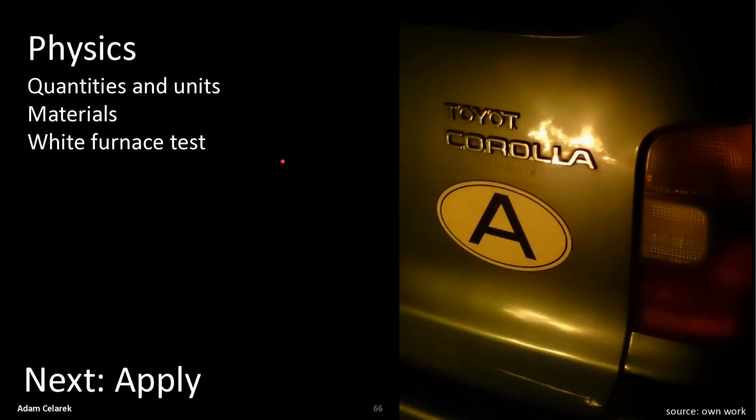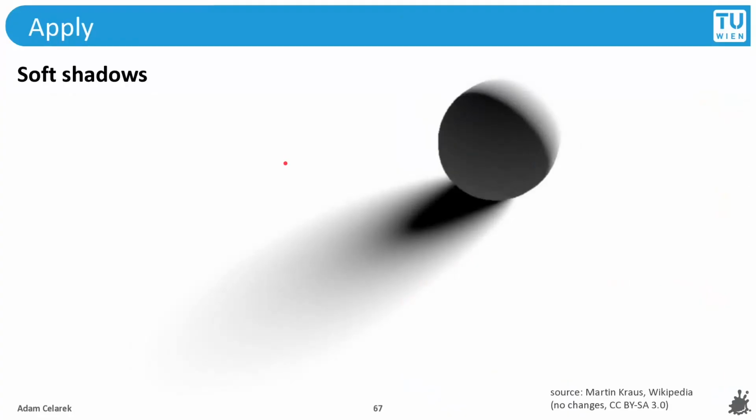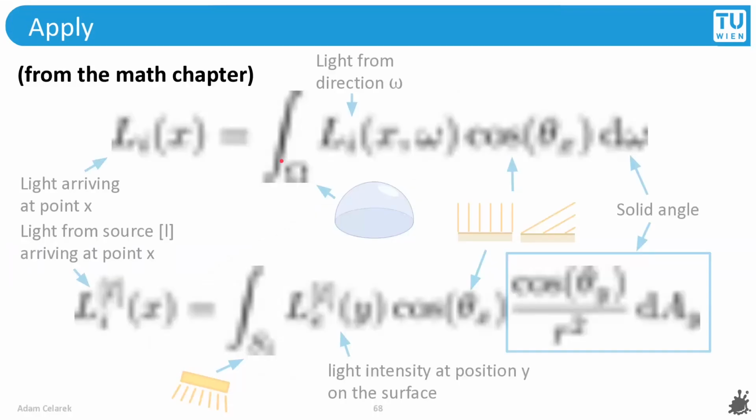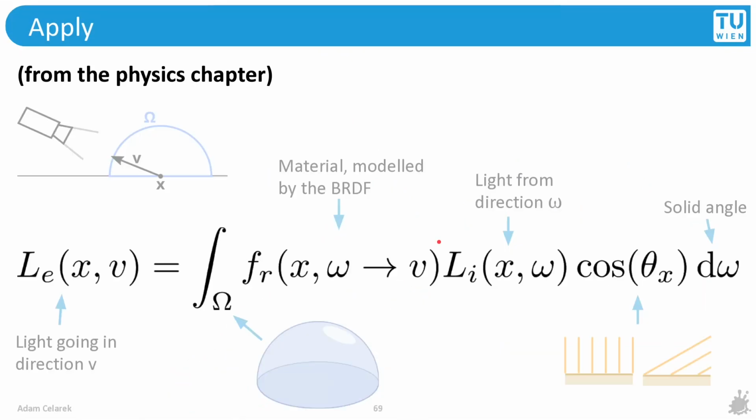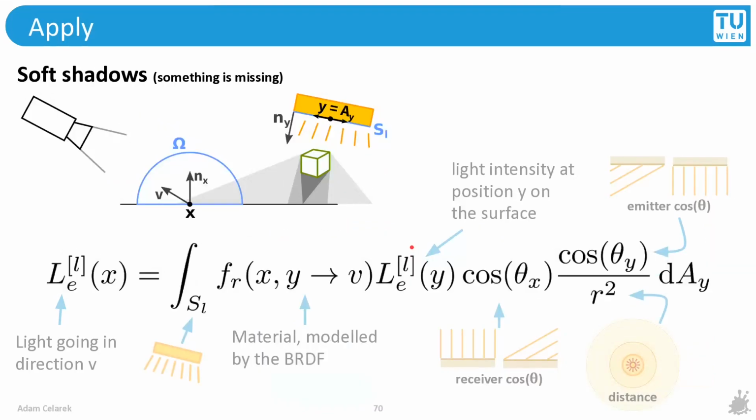Next, we want to see how to apply what we learned. Soft shadows, or direct lighting. This is what we already saw before in the math chapter. We have two versions of this integral. One of them is over the hemisphere and the other one is over a light source. In the physics chapter, we added the material. So now we want to combine those two.